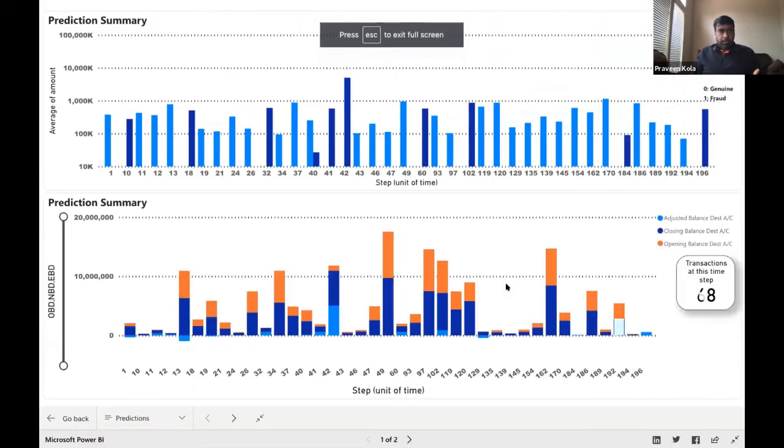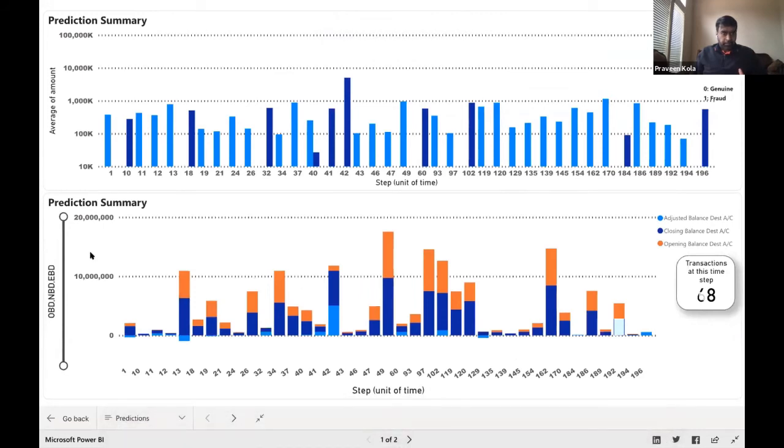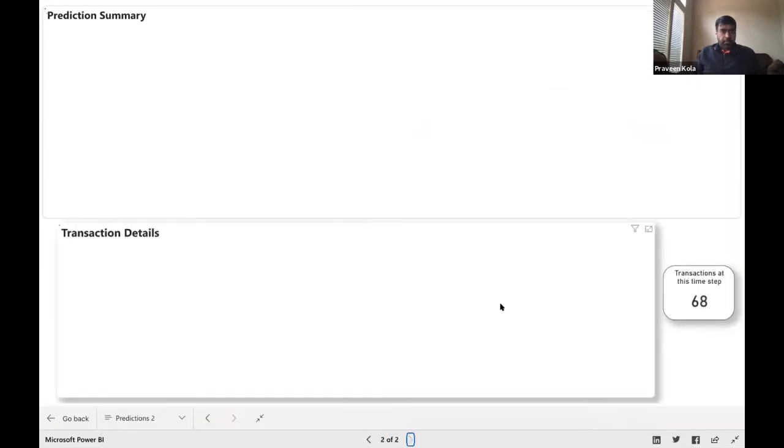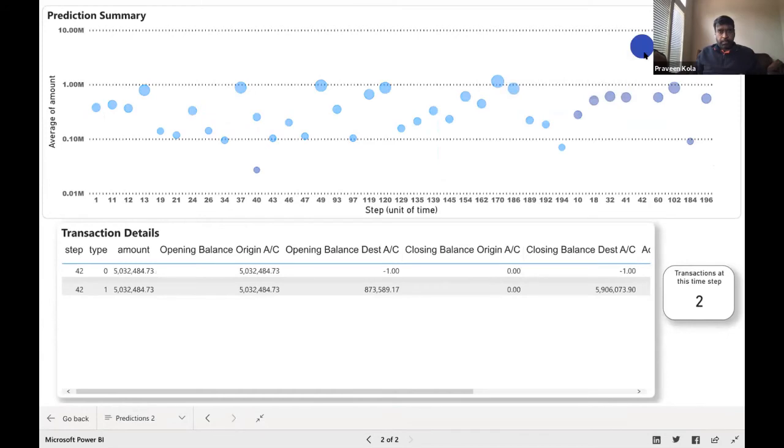So here again, this is a supervised model having a summary of the entire transactions versus the prediction summary, and these are the anomalies that it detected, and the similar story goes like what I explained: how much money is being transferred, whether it is transferred properly or not, and so forth.